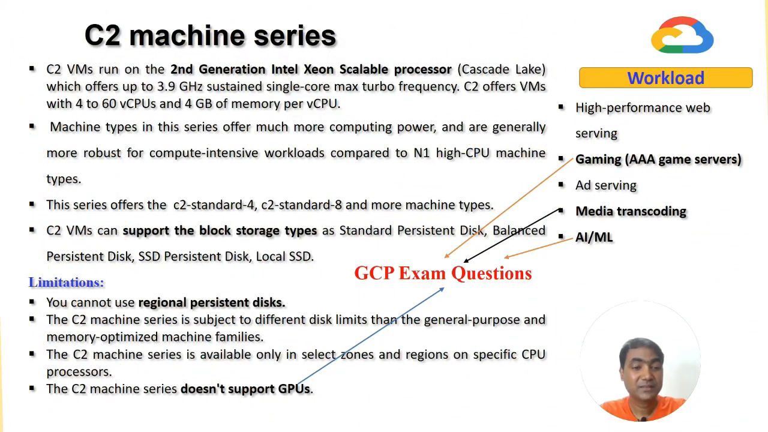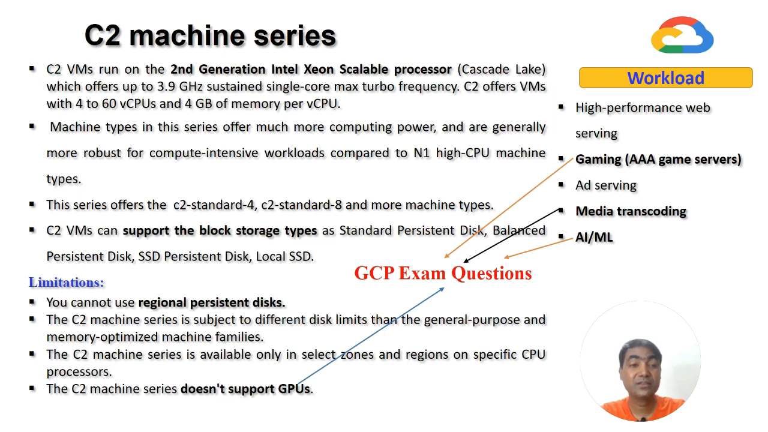C2 machine series. C2 VMs run on the second generation Intel Xeon Scalable processor, which offers up to 3.9 GHz sustained single core max turbo frequency. C2 offers VMs with 4 to 60 vCPUs and 4 GB memory per vCPU. Machine types in this series offer much more computing power and are generally more robust for compute intensive workloads compared to N1 high CPU machine types.